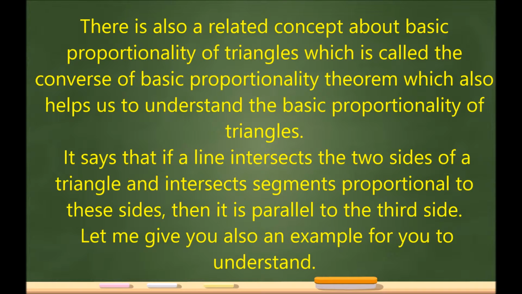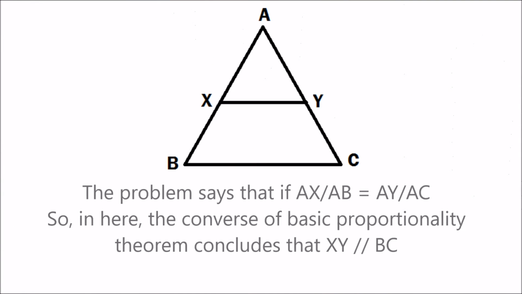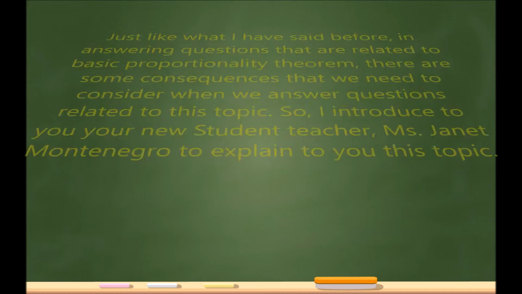Let me also give you an example so you can understand it. The problem says that AX over XB is equal to AY over YC. So here, the converse of the basic proportionality theorem concludes that line segment XY is parallel to line segment BC.